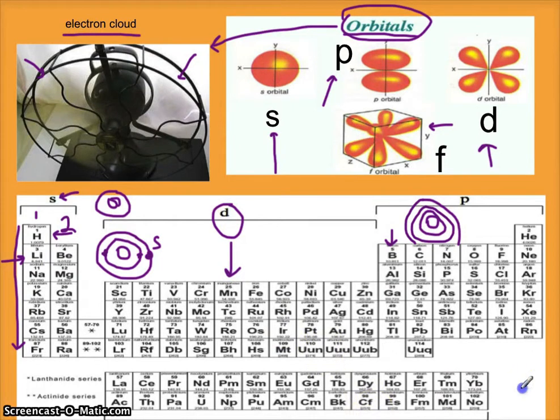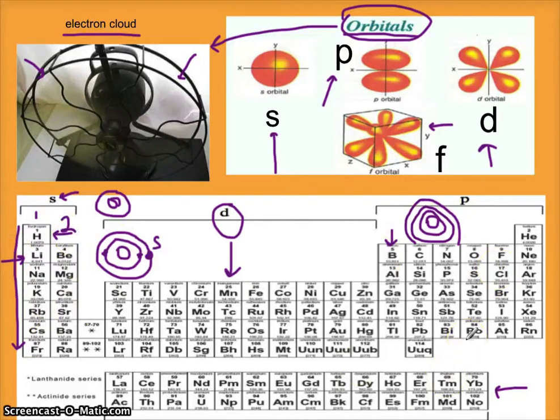And F is going to have to do with these elements here, and we're not going to touch them much right now. So you need to know that there are orbitals: the S, the P, the D, and the F, and the outer electrons are going to fill up, or all the electrons are going to fill up those orbitals.